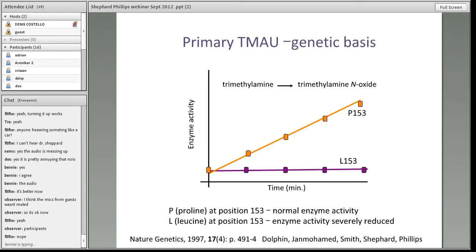Now, for the protein that has a proline at 153, you can see a very nice straight orange line. So this enzyme is very good at converting trimethylamine to trimethylamine N-oxide. However, when we change that proline at 153 to a leucine at 153, you can see a dramatic change. The enzyme has practically no activity whatsoever. And so this is absolute proof that if a proline at 153 is changed to a leucine at 153, then that is the mutation that is causing the disorder trimethylaminuria in a patient that has that mutation. And that's how we do it for each of the mutations. You can't just guess at the change, you have to prove that the change changes the enzyme activity.